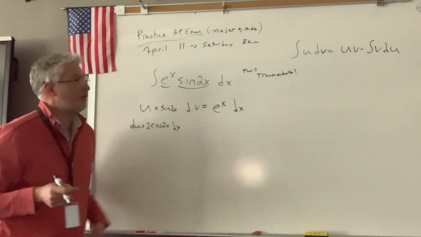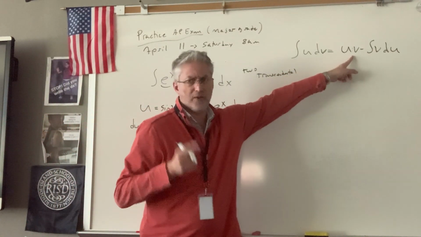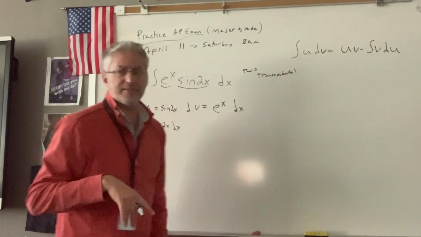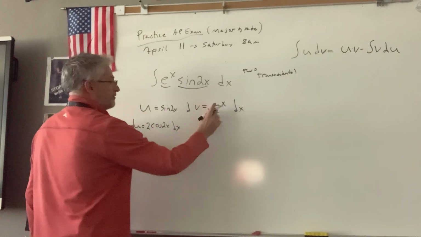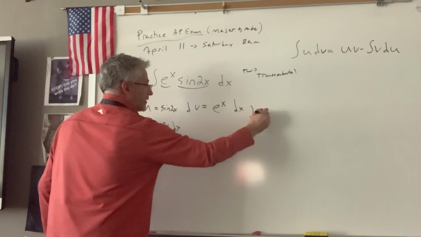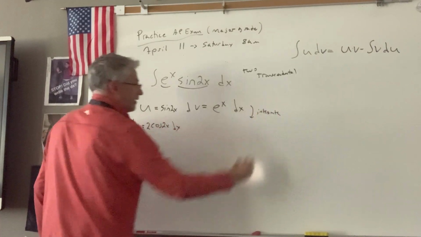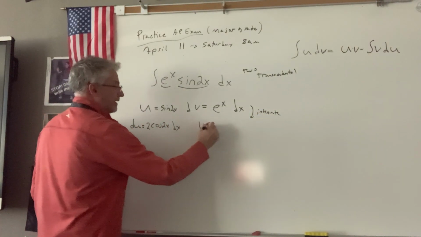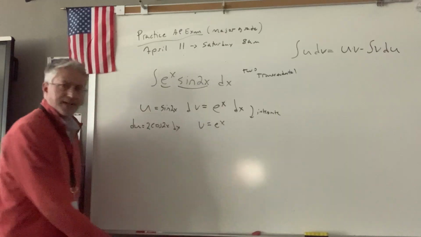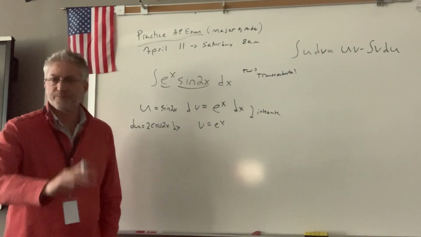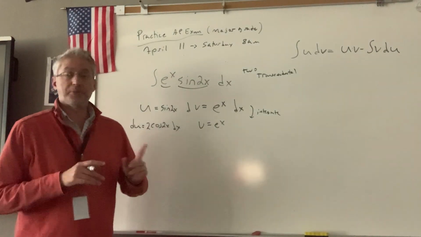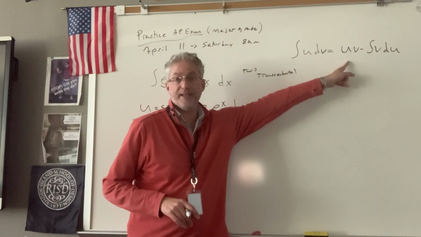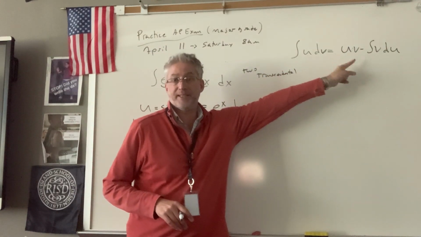Next, we need v. Well, this is a little bit trickier. To get v, we look at dv. I have to integrate this. And when I integrate this, we get e to the x. And there's my rule. Now, I'm going to apply my rule: uv minus the antiderivative of v du.